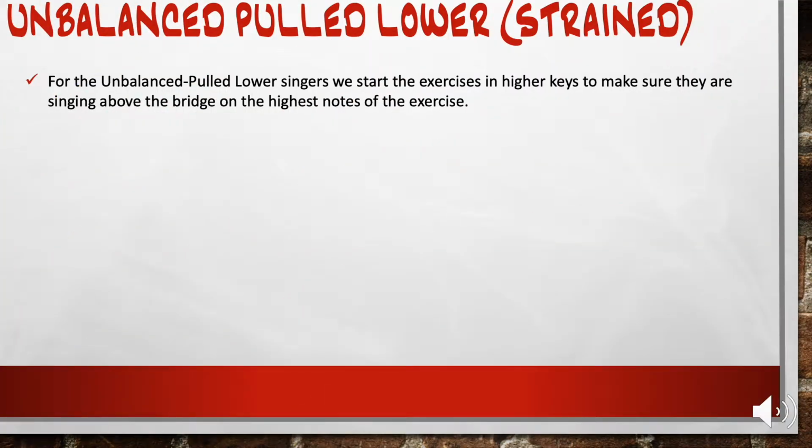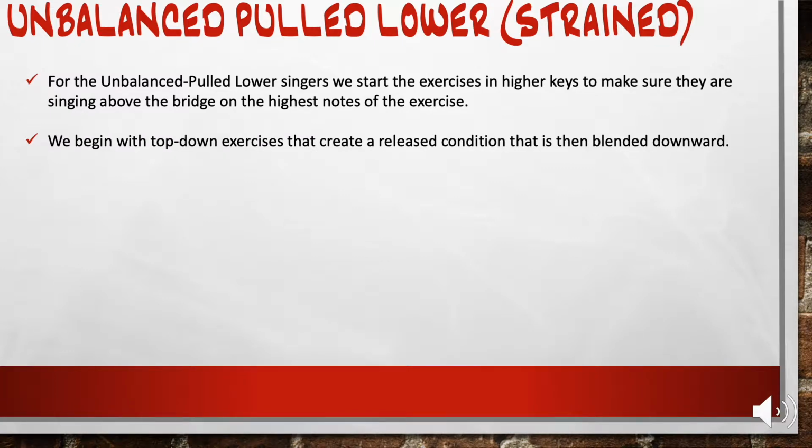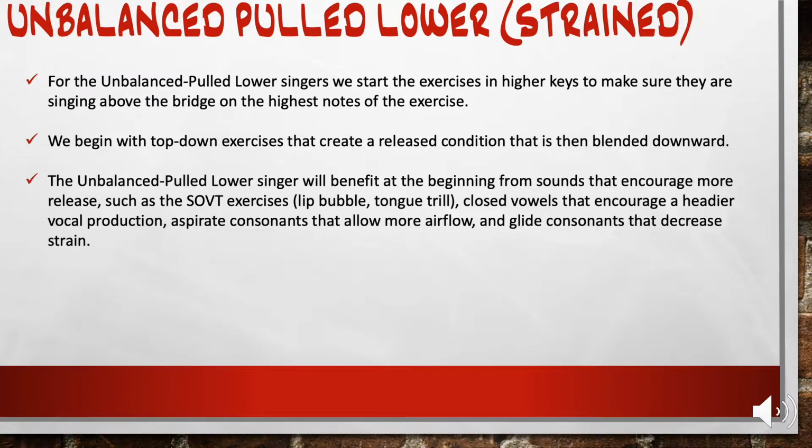For the unbalanced pulled lower singers, we start the exercises in higher keys to make sure they're singing above the bridge on the highest notes of the exercise. We begin with top-down exercises that create a released condition that is then blended downward. The unbalanced pulled lower singer will benefit at the beginning from sounds that encourage more release, such as the SOVT exercises, the lip bubble and the tongue trill, straw phonation, and closed vowels that encourage a headier vocal production, aspirate consonants that allow more airflow, and glide consonants that decrease strain.